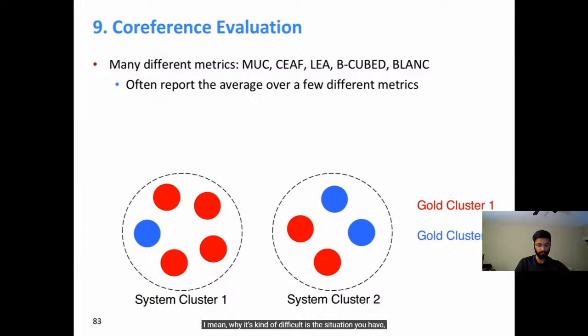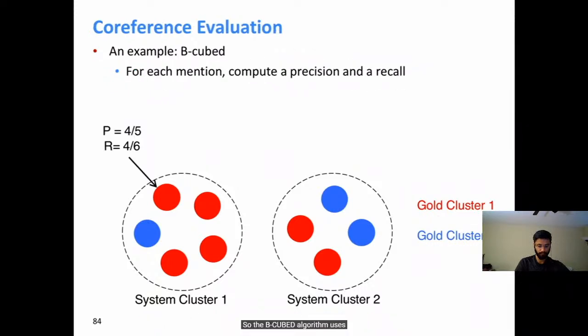I mean, why it's kind of difficult is the situation you have is that you have a gold standard which picks out certain clusters, and the system picks out certain clusters, and you get some result like this, and you have to decide how good it is. So I'm going to show you just quickly one particular algorithm. The B-cubed algorithm uses precision and recall and F-measure like we thought of before.